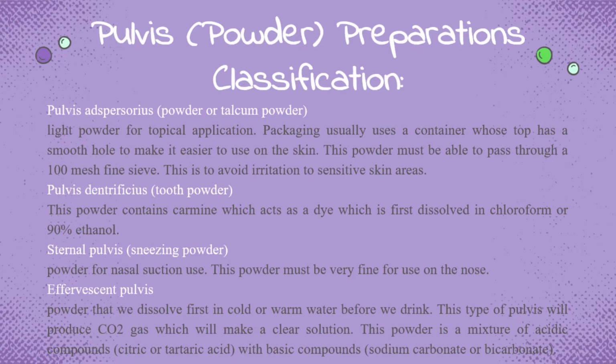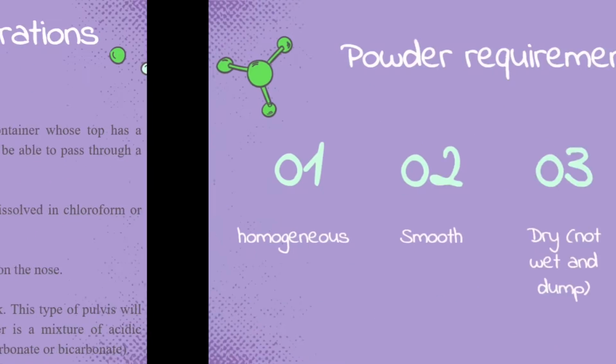The classification of pulveres or powder preparations is divided into four. The first one is pulveris aspersorius, which is powder or talcum powder. The second one is pulveris dentifricius, which is tooth powder. The third one is sternutatorius pulveris, which is sneezing powder. And the last one is effervescent pulveris.